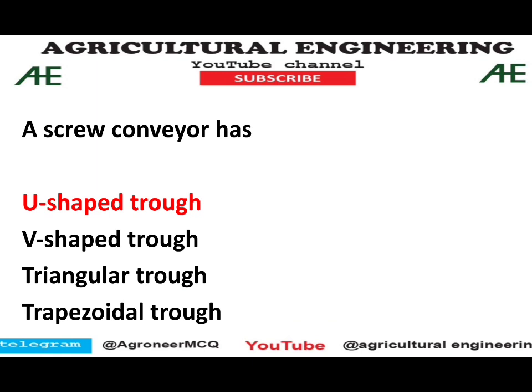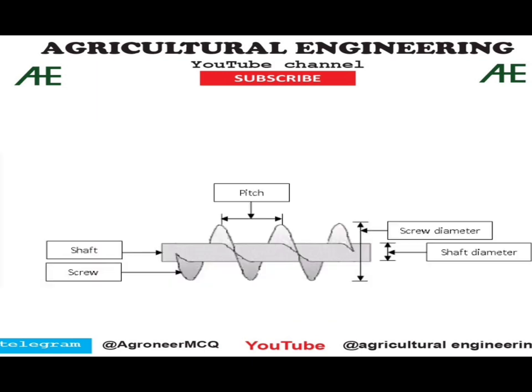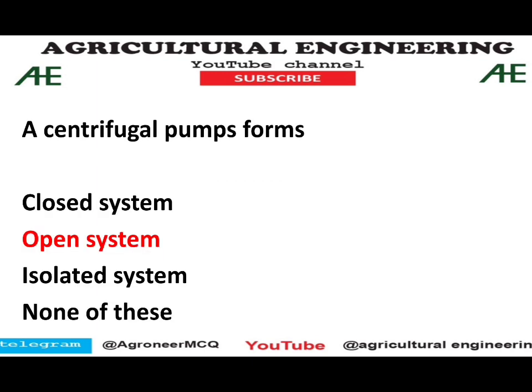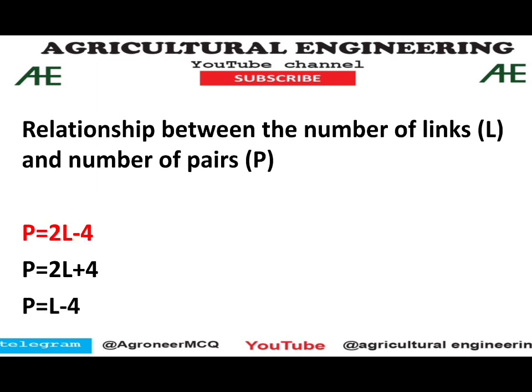A screw conveyor has U-shaped trough. From this figure we can see screw conveyor having shaft, screw pitch, screw diameter and shaft diameter. A centrifugal pump forms open system. Relationship between the number of links and number of pairs is given by P is equal to 2L minus 4.